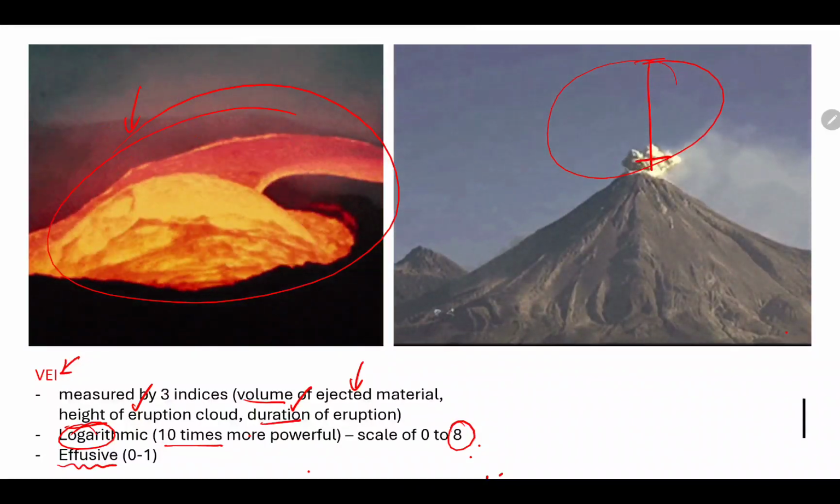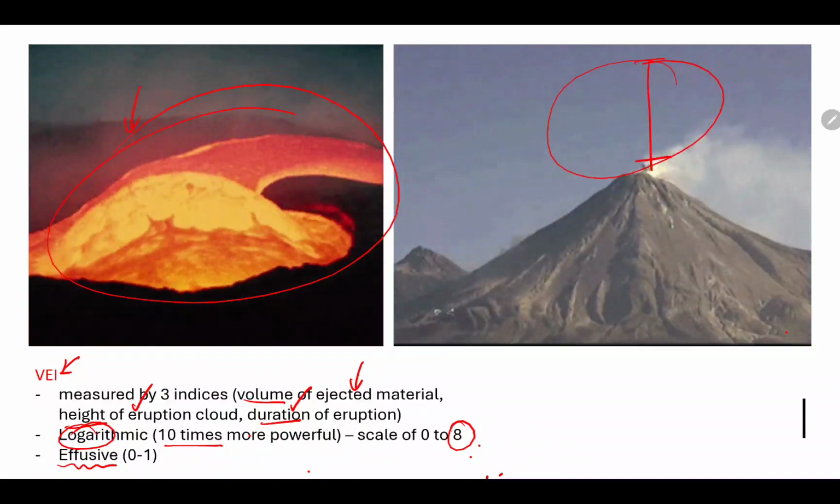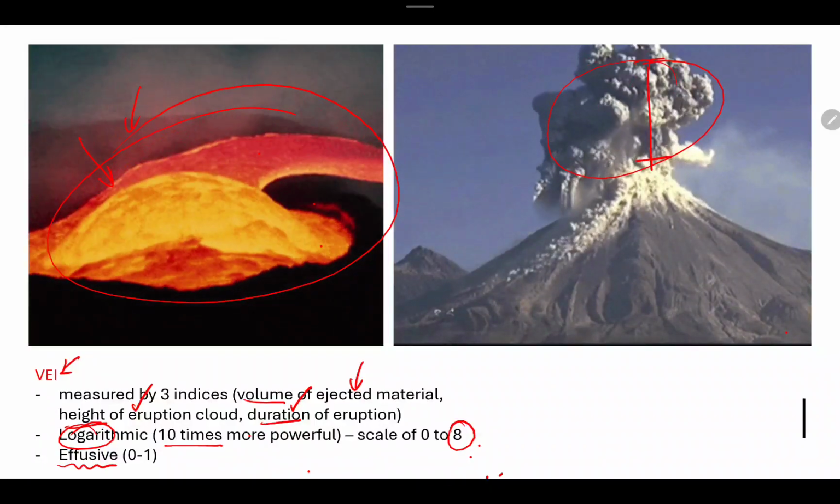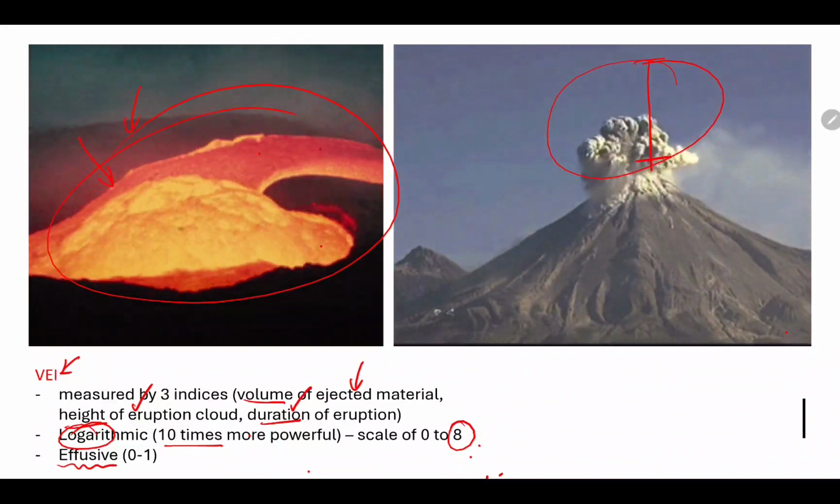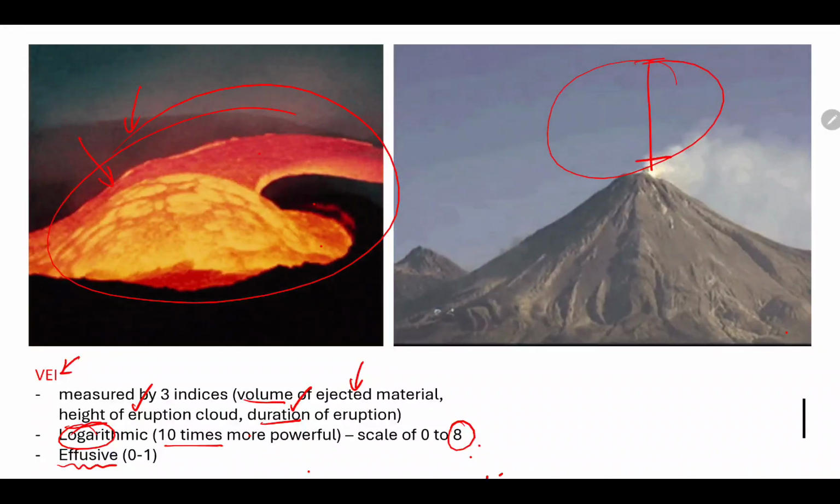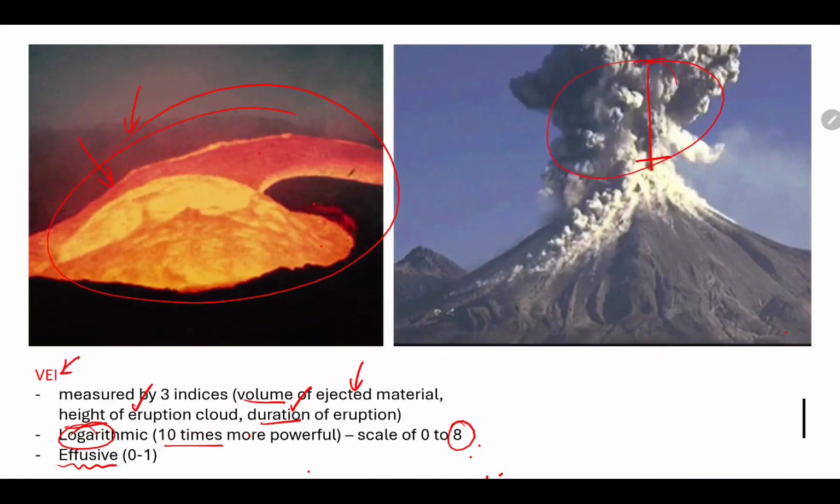So there is nothing too explosive about it. It's like a gentle eruption in a way. This one of course is fast forwarded. In reality it doesn't flow that fast. Okay, so for this one, where does it fall within the VEI scale? This is considered 0 to 1. So not that bad at all.